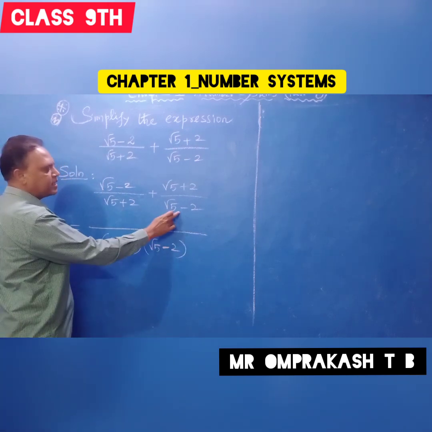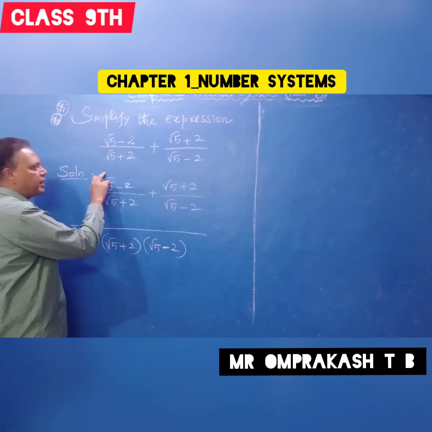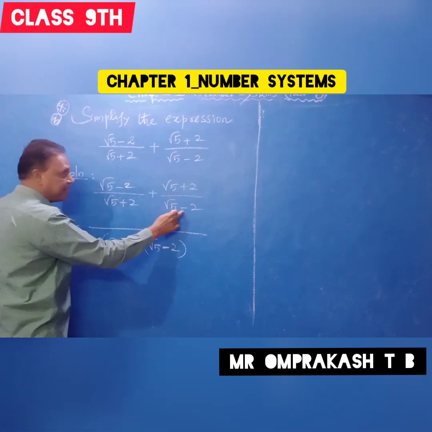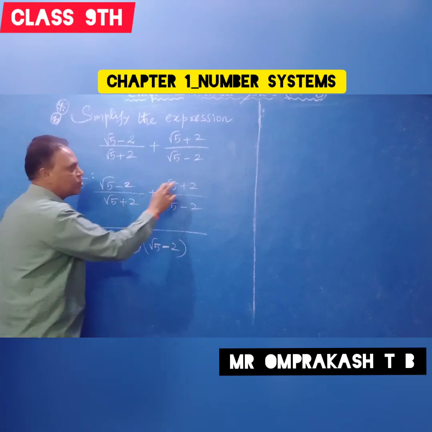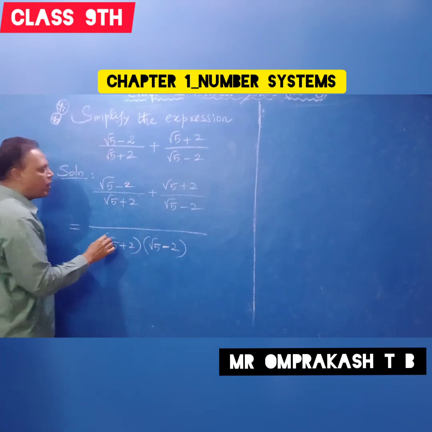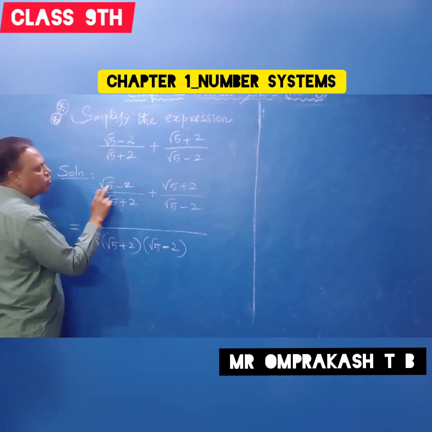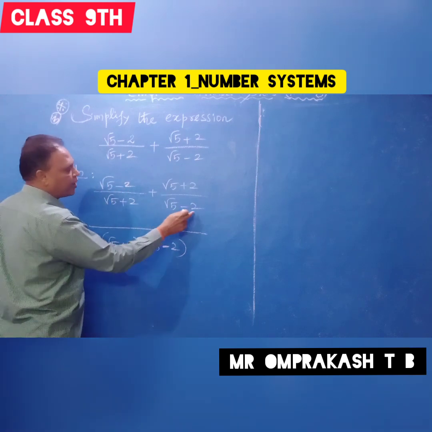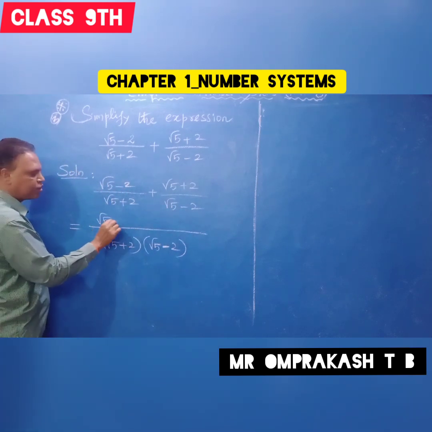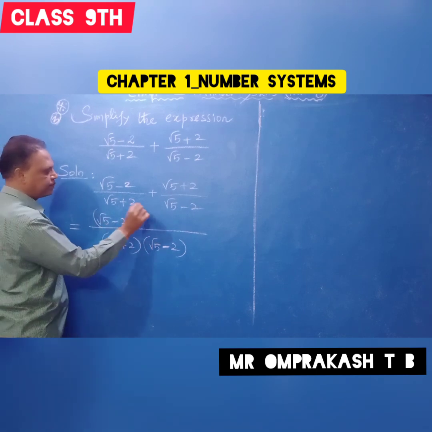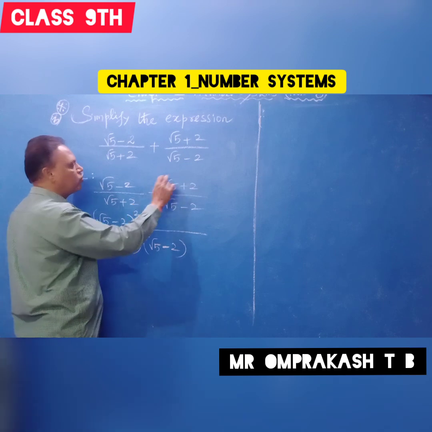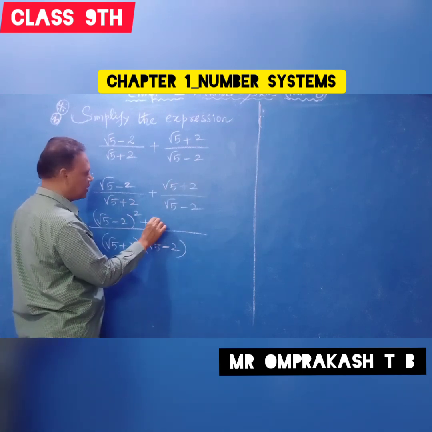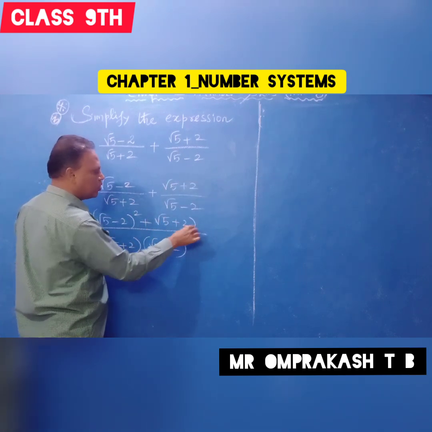So taking the LCM, now you cross multiply the denominators. This you multiply here, this you multiply here. So what will happen? The same thing here: root 5 minus 2 into root 5 minus 2, that is root 5 minus 2 the whole square. Plus here root 5 plus 2 into root 5 plus 2, that is root 5 plus 2 the whole square.